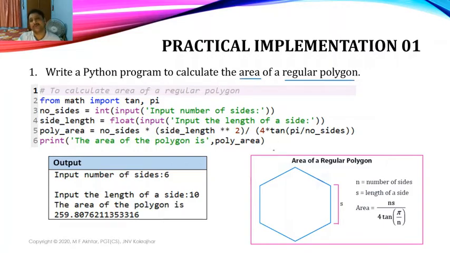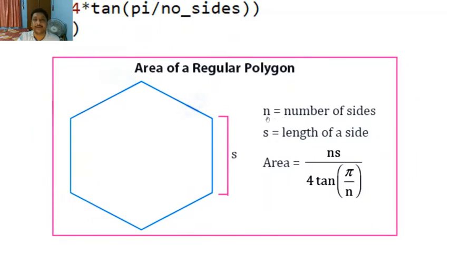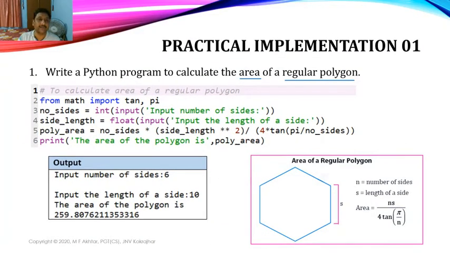For a regular polygon, we all know that a polygon must have some sides, and a number of sides is given there, and the length of the side we have to take to calculate the area. See the formula to compute the area of a regular polygon: we have to take the number of sides and then the length of the side, and this is the formula to calculate the area. This is the formula, okay? Now we are using this formula in our program.